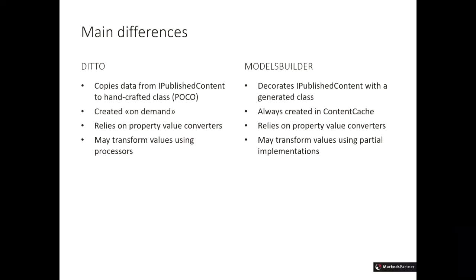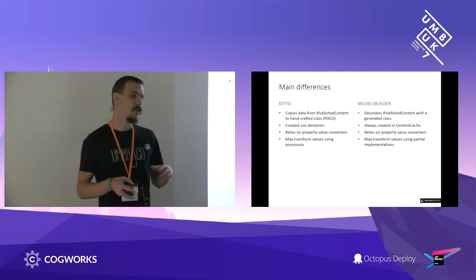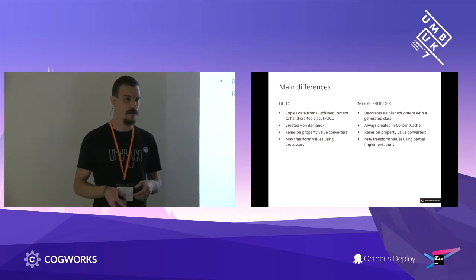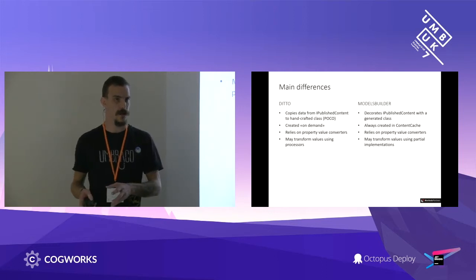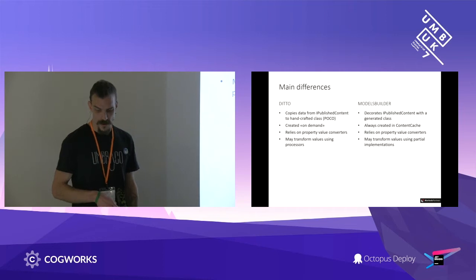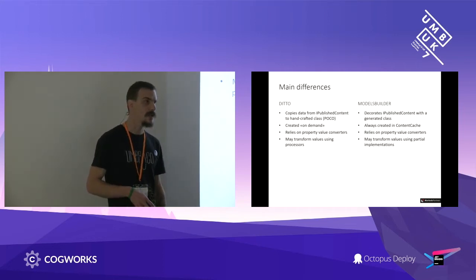The difference really starts to show when you want to transform your values. So Ditto comes with a technique called processors, where you can take one value from your content, throw it through some logic to make another value, and that's what's added to your POCO. And to do the same with ModelsBuilder, you'll have to write partial implementations and put your transformation in there and add new properties.